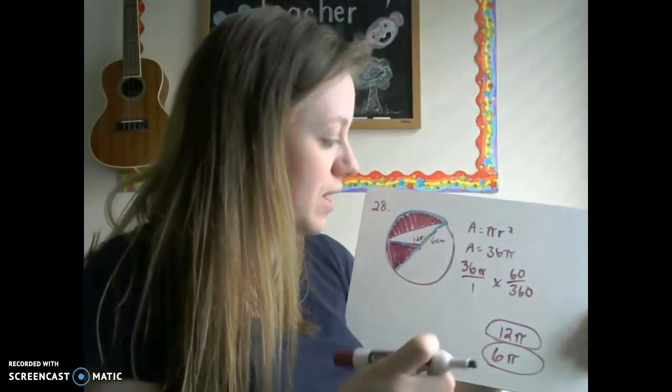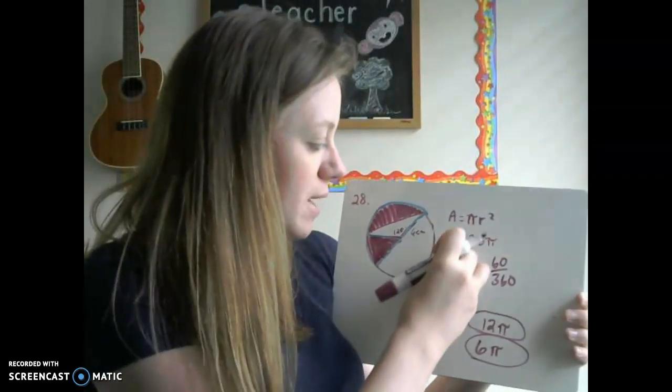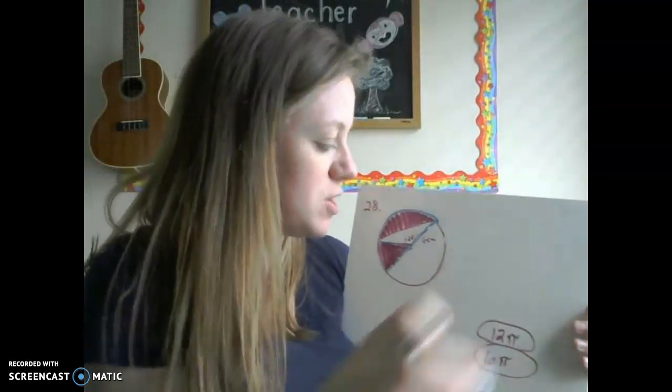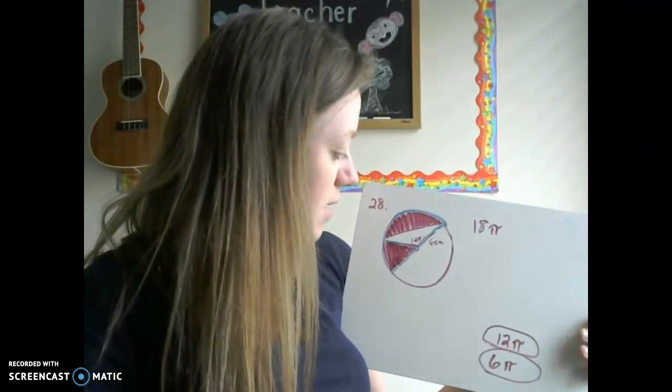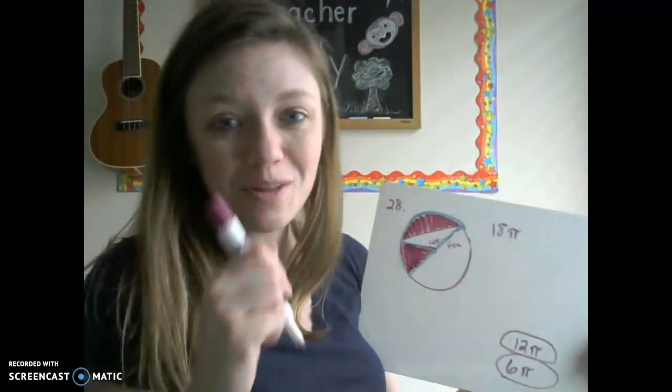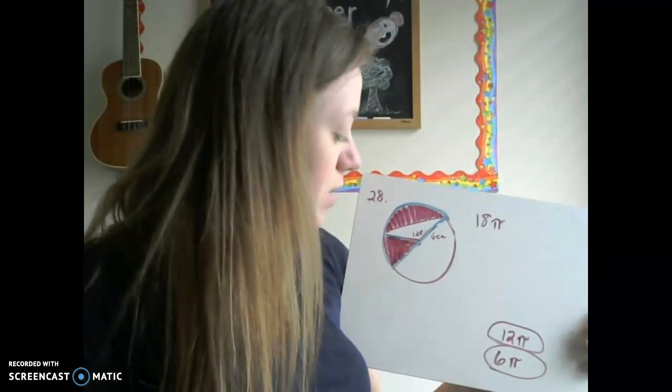The areas added together are 18 pi. Okay, but we're not quite finished. 18 pi is the area of half of this circle. There's another way you could have figured that out that was faster, but I wanted to do it this way so you could see the process a couple of different times.